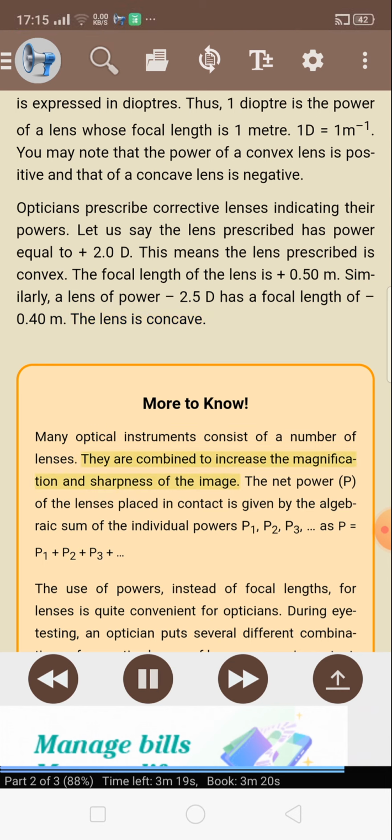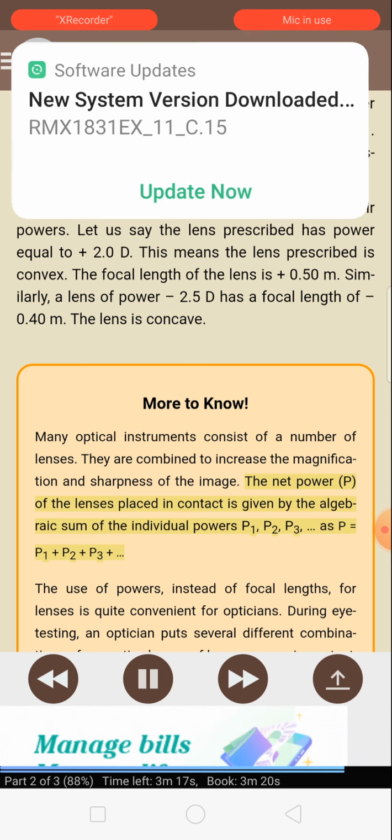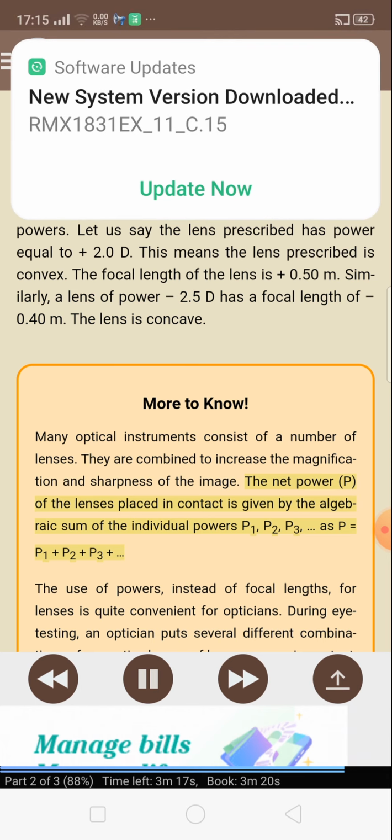More to know. Many optical instruments consist of a number of lenses. They are combined to increase the magnification and sharpness of the image. The net power P of the lenses placed in contact is given by the algebraic sum of the individual powers P1, P2, P3, as P equals P1 plus P2 plus P3 plus so on. The use of powers instead of focal lengths for lenses is quite convenient for opticians.